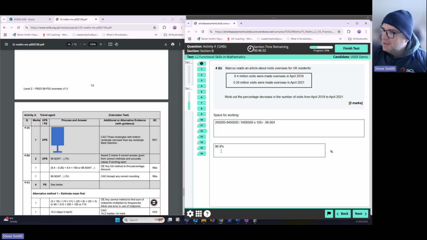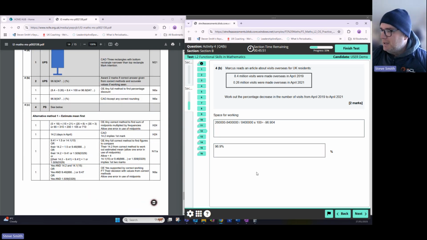96.9. Accept any correct rounding. So they're accepting 97. As long as you've been confident with your math that you've done here, they've accepted it. Let's scroll down. I'm trying to figure out if they've accepted minus. Any fully correct answer. I think they would have. I think it would have been minus as well. They'd have accepted that. It doesn't say it here, but quite often if you've got the right numbers, it is a minus. 96.9% decrease. It's gone down. But you know, we put 96.9. We didn't round it to 97, but it has accepted any rounding.